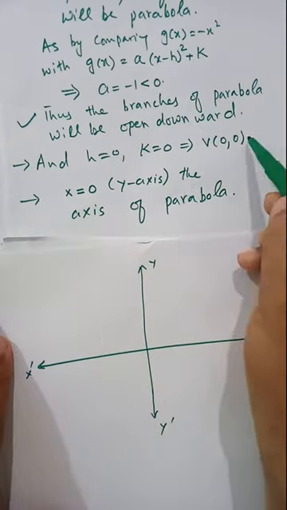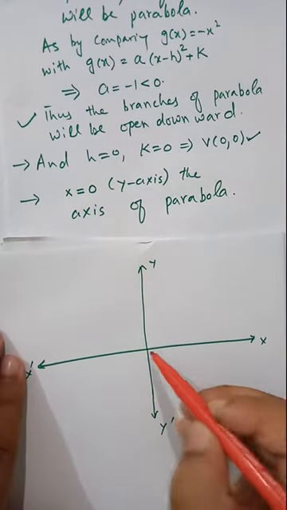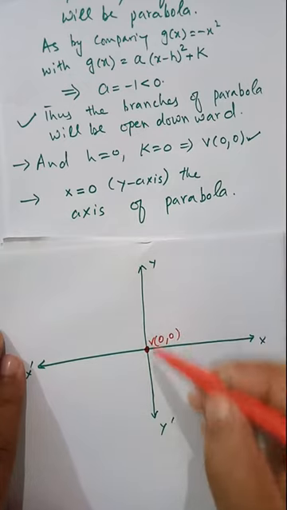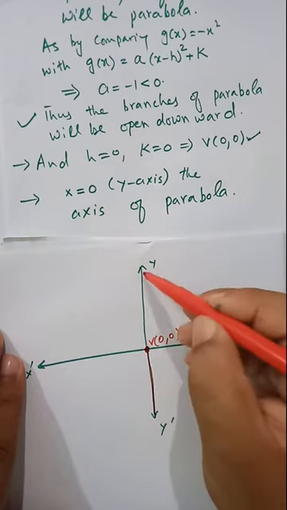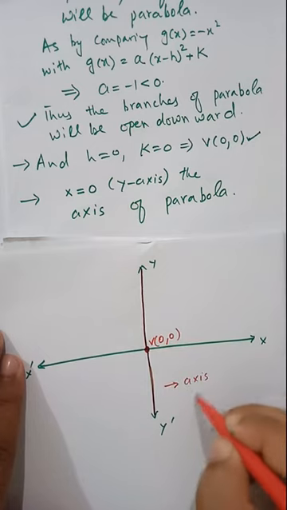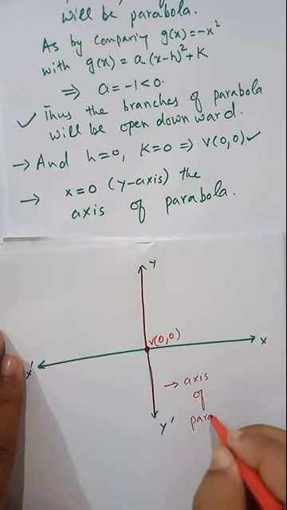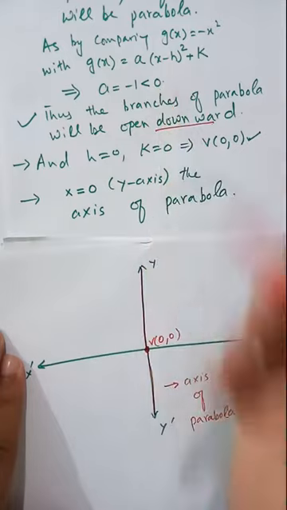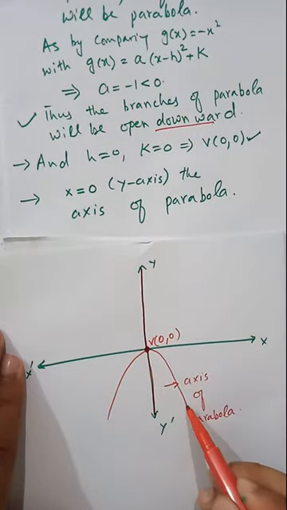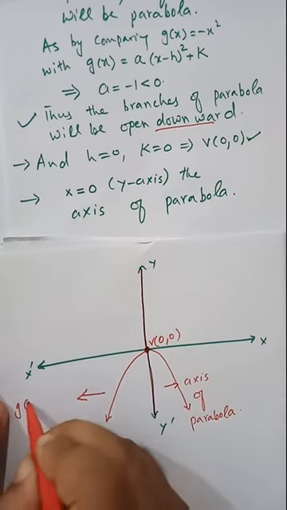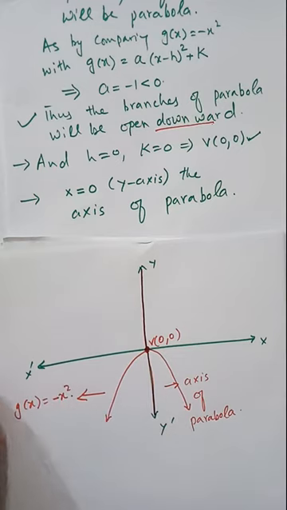From here you see that this point is my vertex, 0 0. Now this y axis is my axis of symmetry, or axis of parabola, and the branches open downward because a is less than 0. So you draw this graph. This is the graph of g of x is equal to minus x square. You see how you can draw it.